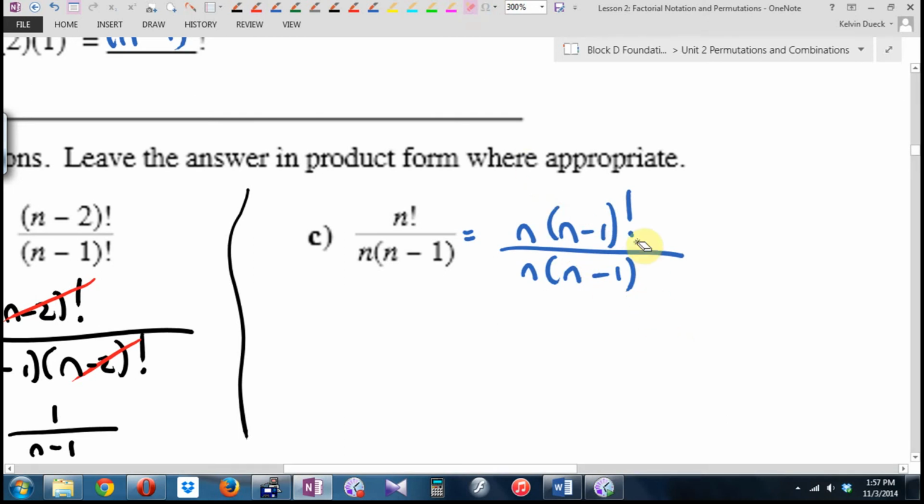So, hey, let's keep expanding this. What's n minus 1 factorial if I keep going? I'll stop there. The n's will cancel. The n minus 1's will cancel. It turns out n factorial divided by n bracket n minus 1, hey, that's the same as just plain old n minus 2 factorial.